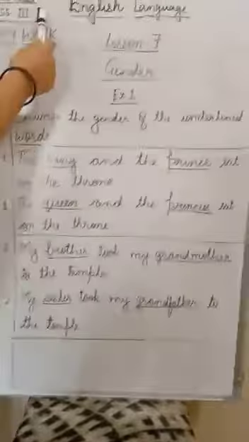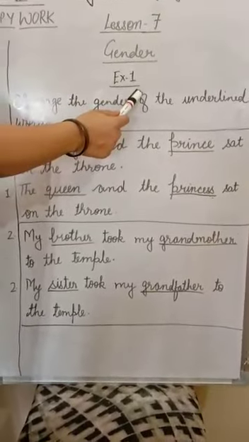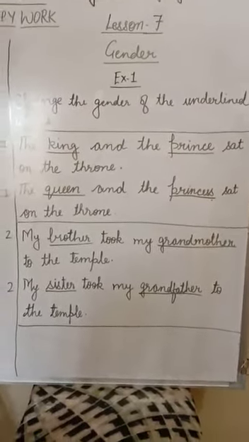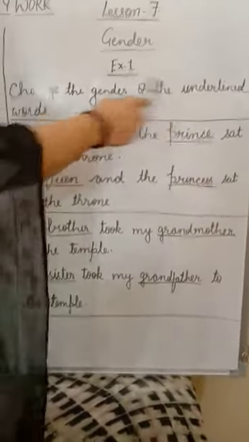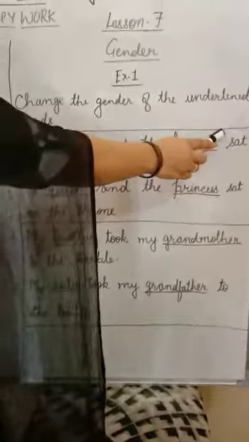So let's begin. First, you will put today's date. Then you will write lesson 7 gender, exercise 1. Underline everything with your blue color crayon. Change the gender of the underlined words. You will draw the finishing line.